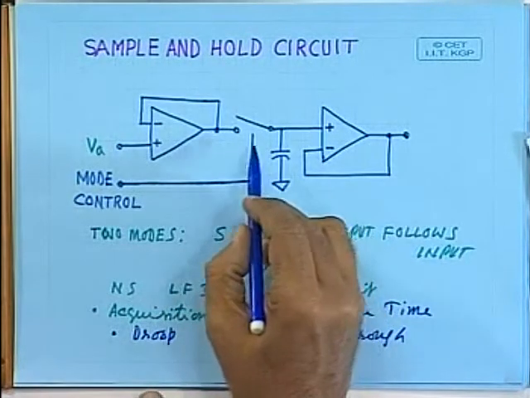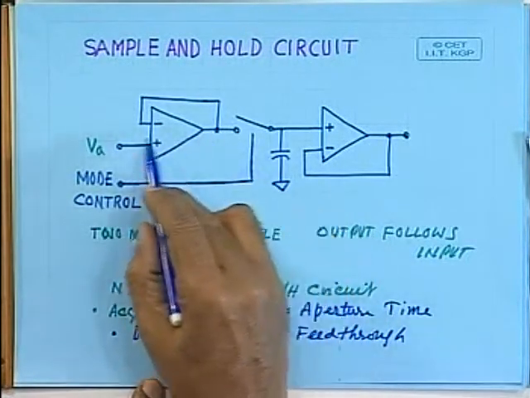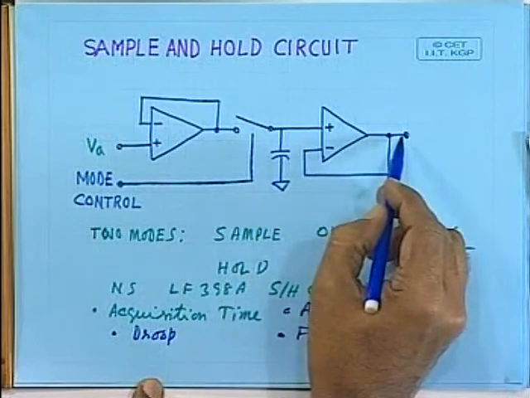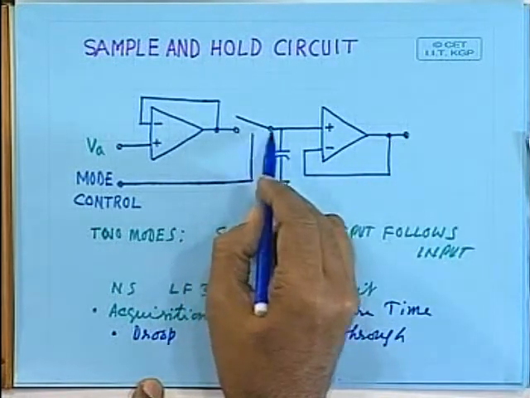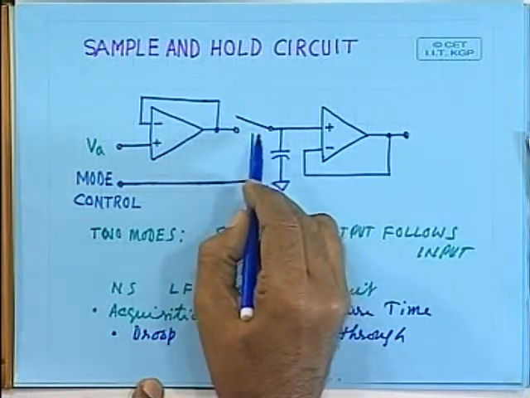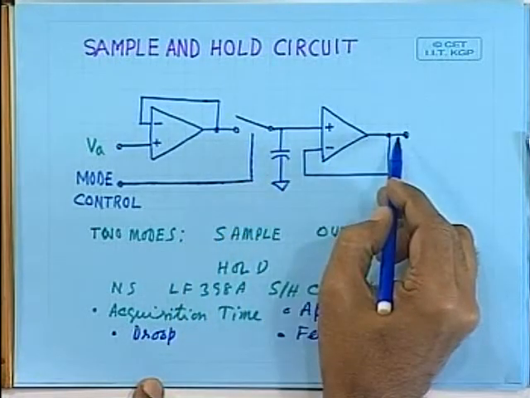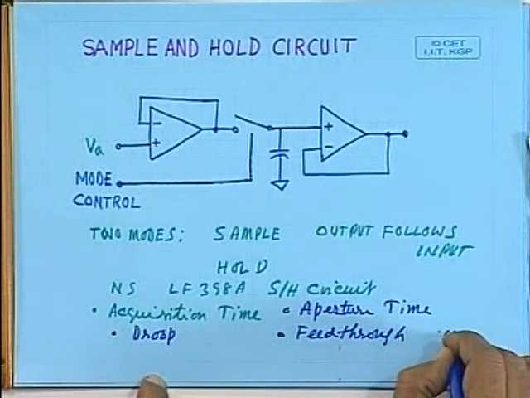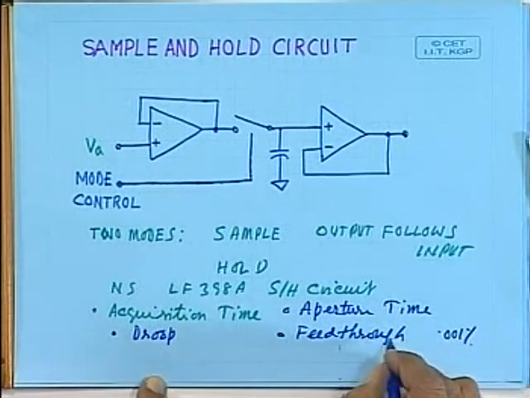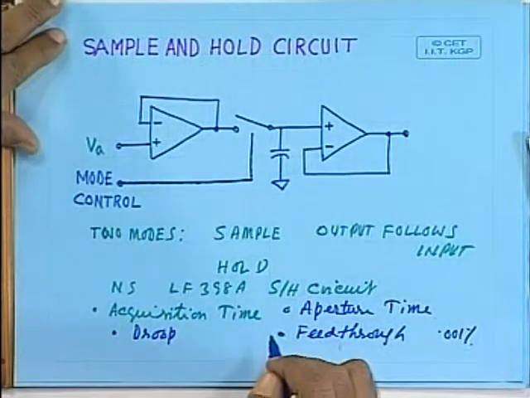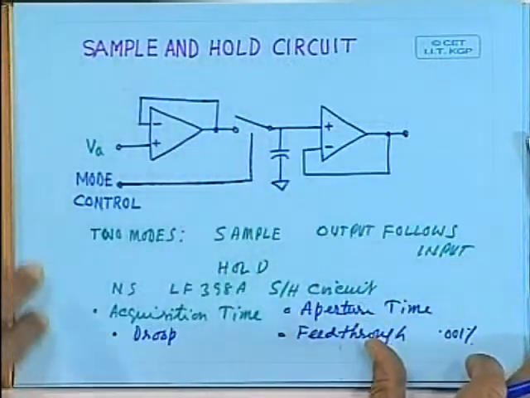Feed through, because whenever it is in the hold mode, this signal should not reach the output, but because of capacitive effect of wiring, some output will reach this capacitor and it will go here. It can be very small, maybe 0.001% like that, feed through. So these are the parameters you have to take into consideration while choosing a sample and hold circuit.